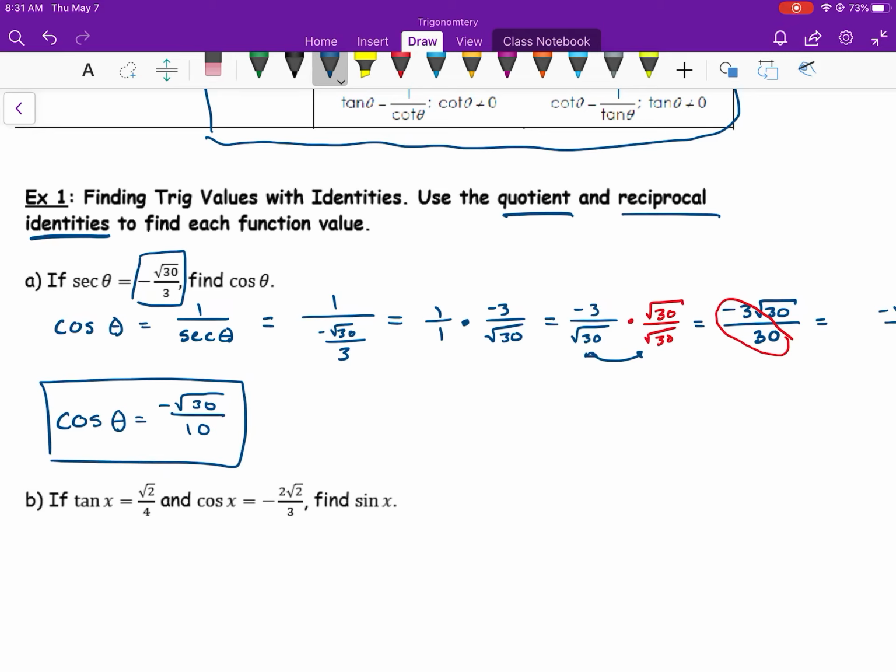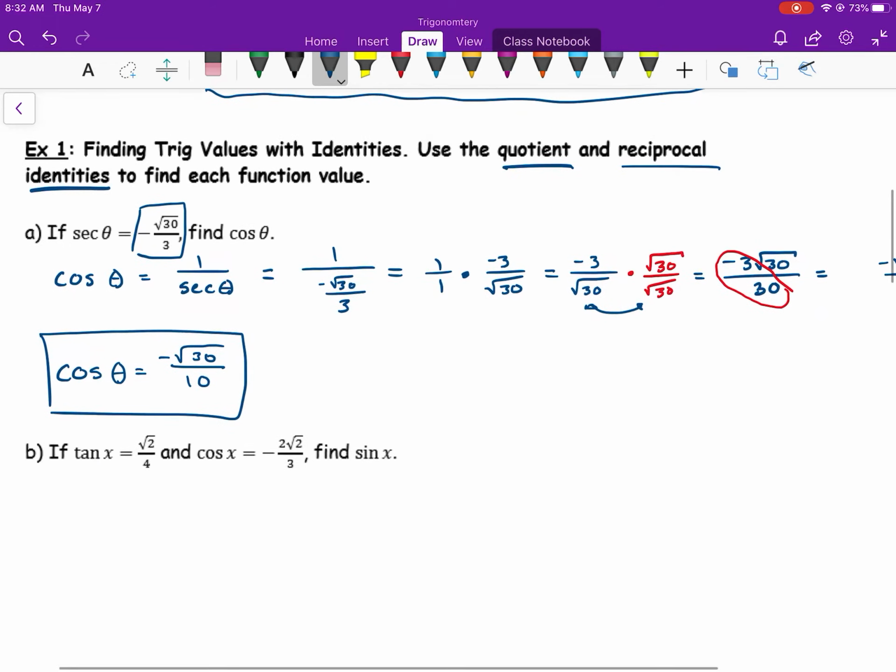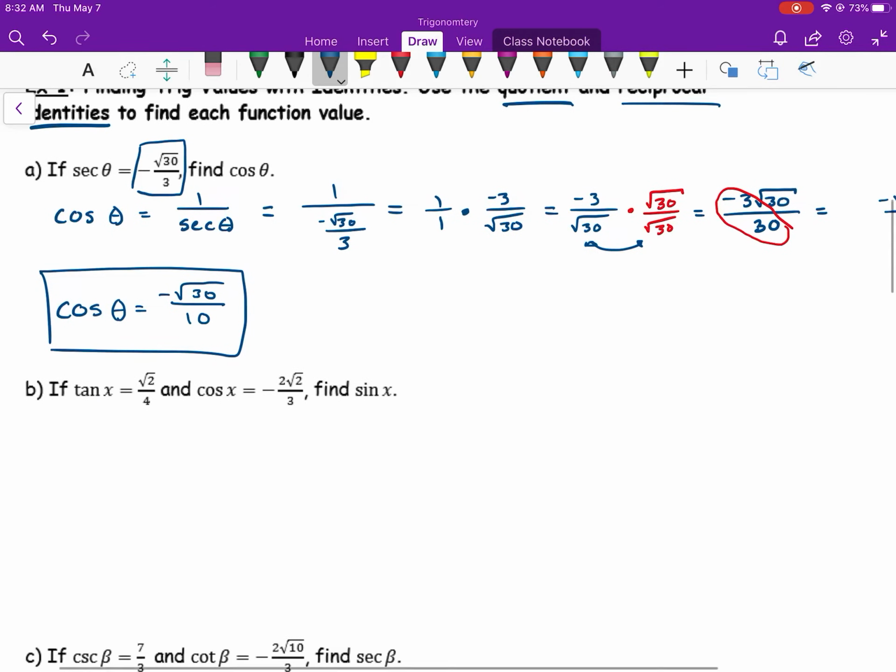Alright, so go back, rewind, watch it again. So I'm just using my rules. I wanted cosine, and I know that cosine is the reciprocal of secant.